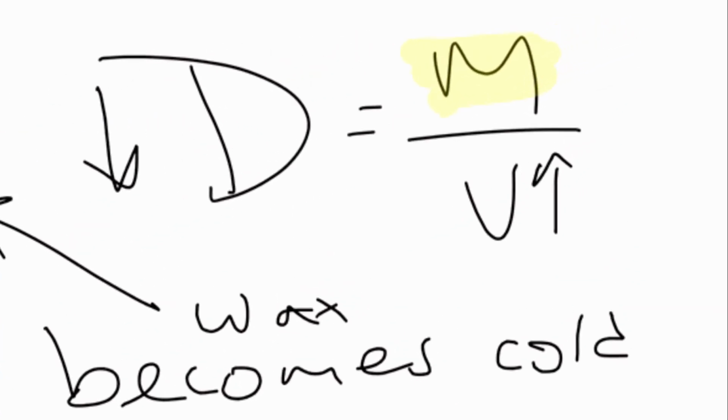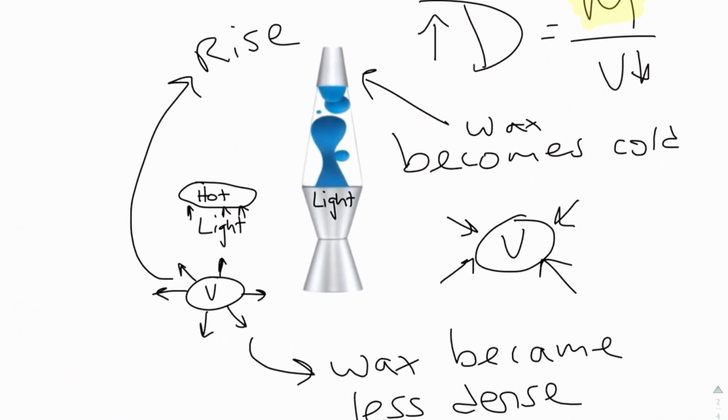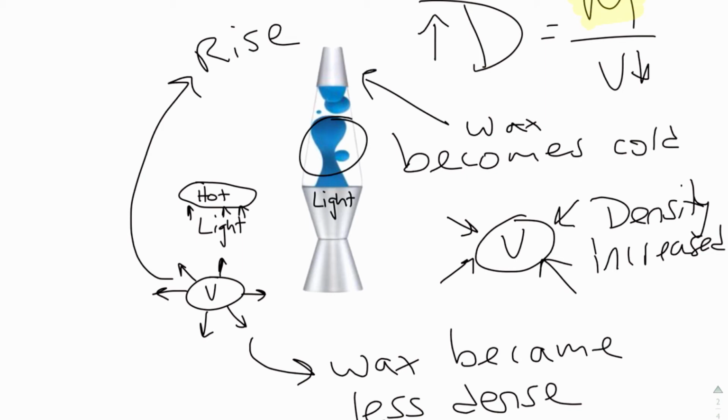And then we go back to our density equation. What's happening now is the volume is shrinking, keeping the mass the same, and that means that the density is increasing, because again it's an inverse relationship. If you decrease the volume, the density will increase. Well, what wound up happening was this, is that the wax became cold, the volume shrank, and when the volume shrank, the density increased. And it increased so much that it became more dense than the fluid inside the lava lamp, and it sank back down.